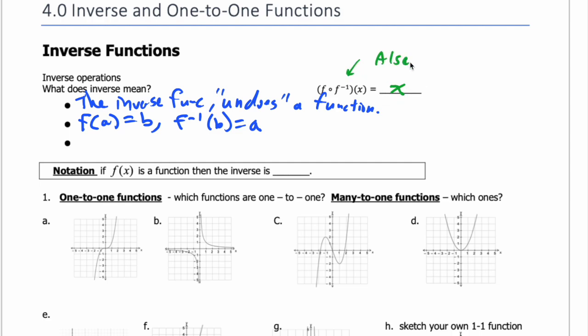This also means that f inverse of f of x equals x. Let me rewrite it this way. So it's basically whatever you put in, you get back the same thing if it goes through the function and the inverse, because it undoes the other function, right? So let's take a look, and this is the notation.